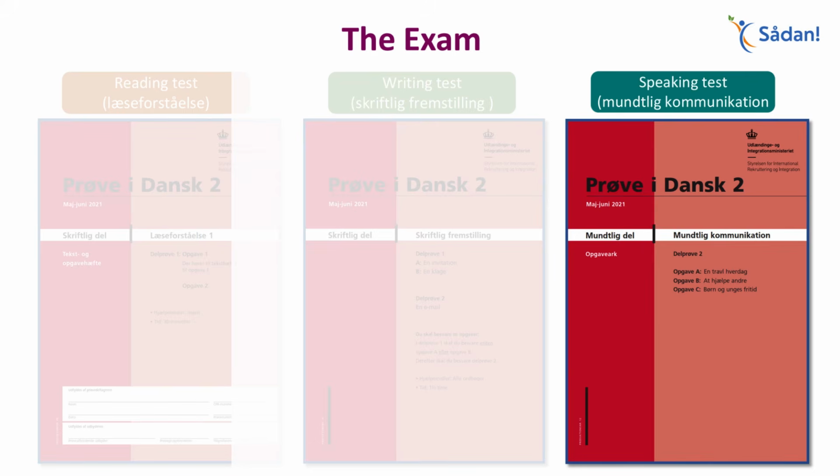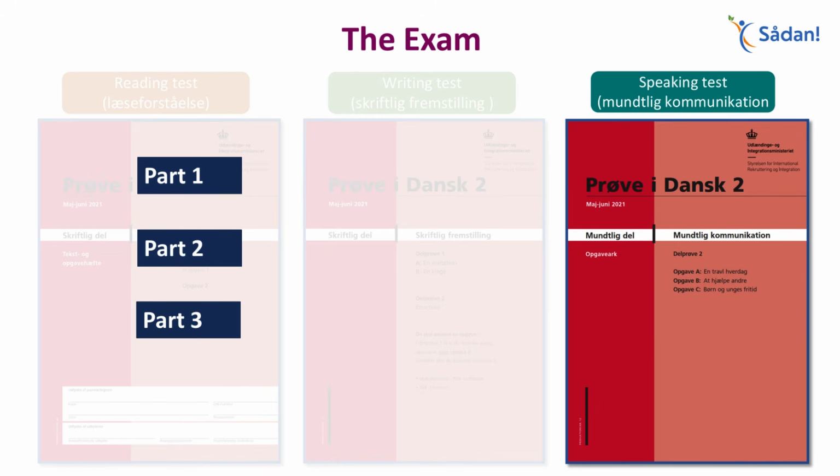The second part of the exam is the oral test, which will be conducted 3 to 4 weeks after the writing test. This part can take between 30 to 45 minutes, including waiting time between different parts. There are 3 parts of the speaking test. Part 1 is about giving a presentation on your selected topic in Danish. These topics will be communicated earlier.